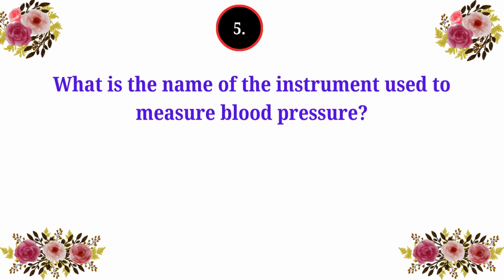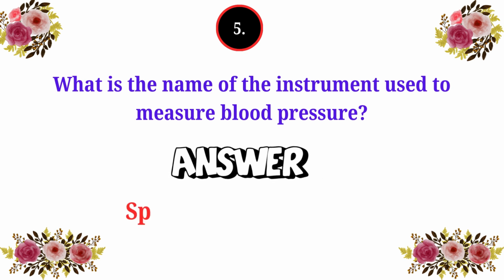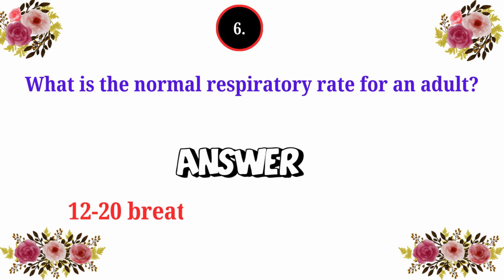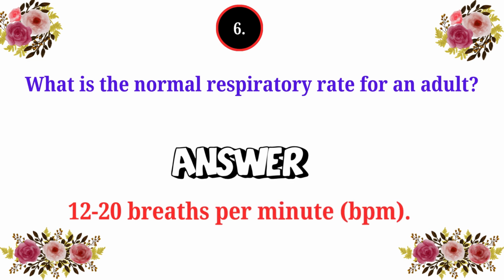5. What is the name of the instrument used to measure blood pressure? Sphygmomanometer. 6. What is the normal respiratory rate for an adult? 12 to 20 breaths per minute.